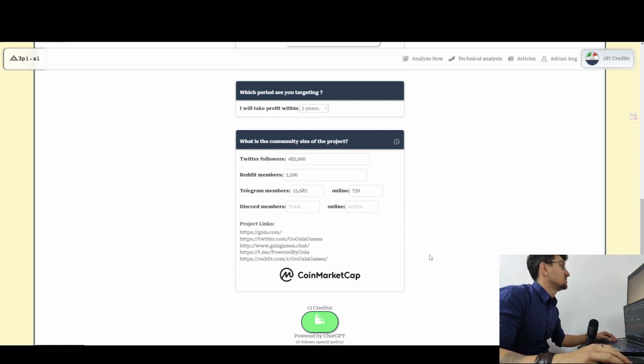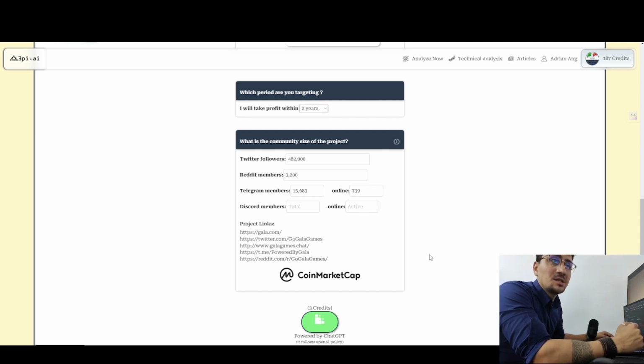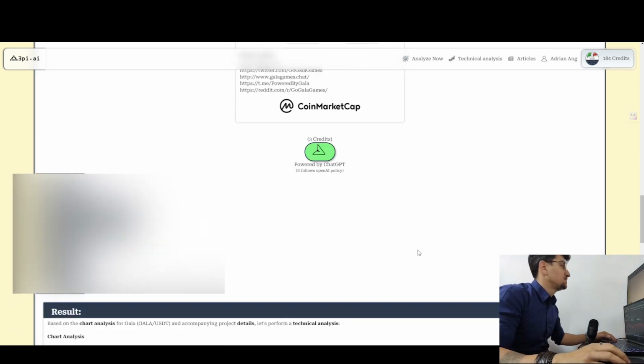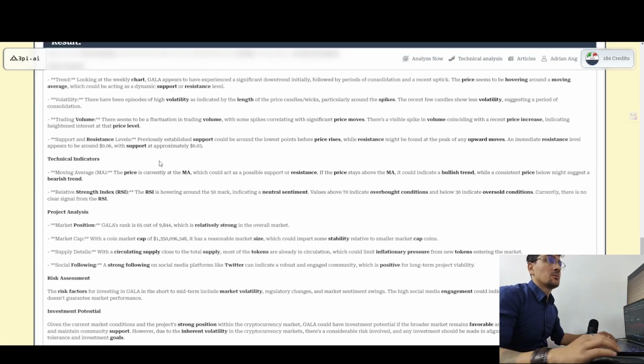Let's analyze it. Now let's wait. The average waiting time is around 30-40 seconds. So if you are interested in what this is actually analyzing, it's checking the chart itself, the data from the chart in combination with something that we have in our database, plus the data that we get from CoinMarketCap about the volume, the market cap, price, and so on and so forth. I think it's done. And here we have our result.